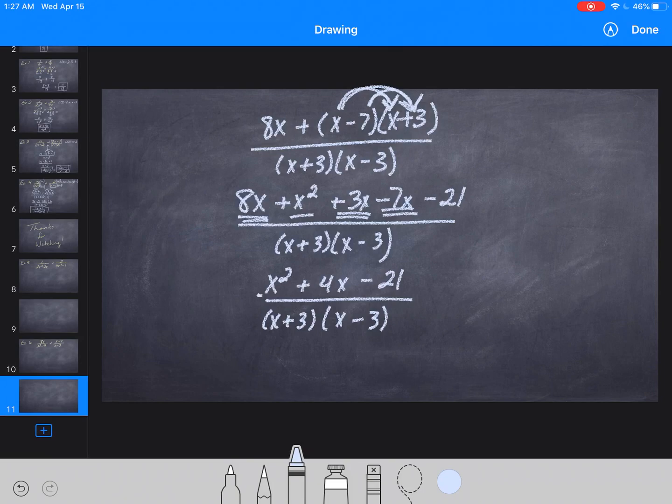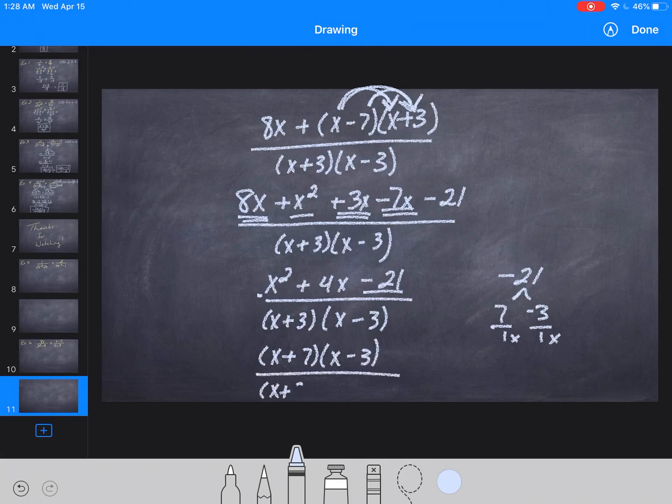Looking at my numerator, I can tell I can do MIFTERM. So I multiply my leading coefficient and my last term. I get a negative 21. Two factors that will multiply to give me negative 21 and subtract to give me 4 are a 7 and a negative 3. I divide by my leading coefficient of 1 and know that those do not reduce, so I can put my x in my denominator, and I end up with the factors x plus 7, x minus 3, all over x plus 3, x minus 3.